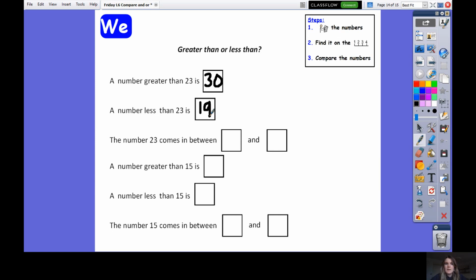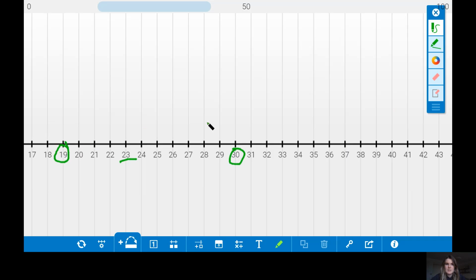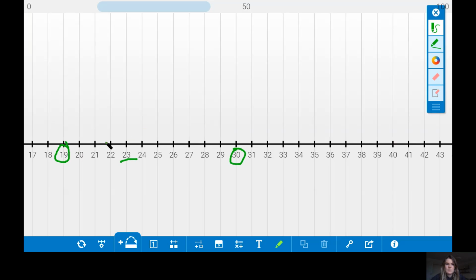The number 23 comes in between two numbers. Oh, which two numbers are between 23? What numbers is 23 between? Here's 23. What two numbers is it between? So 23's got to be in the middle like a sandwich. What two pieces of bread are on either side?